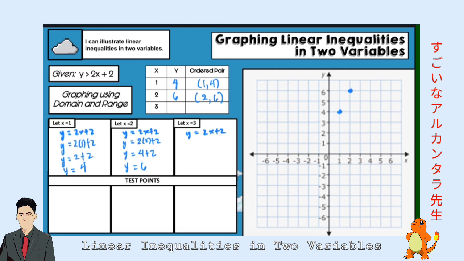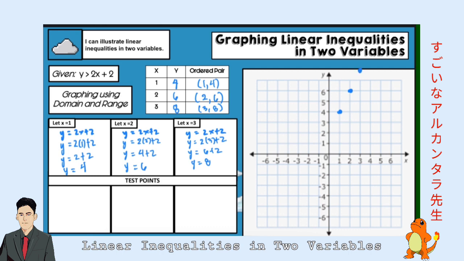And then lastly, let's make it 3. Y is equal to 2 times 3 plus 2. So y is equal to 6 plus 2. Y is equal to 8. So when x is 3, y is equal to 8. That's (3, 8). It's somewhere that we can find here.